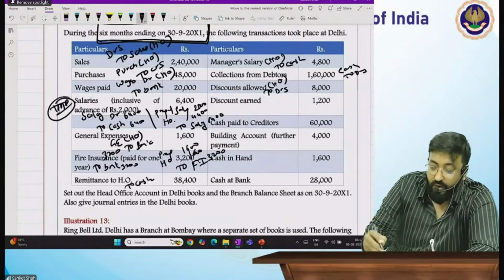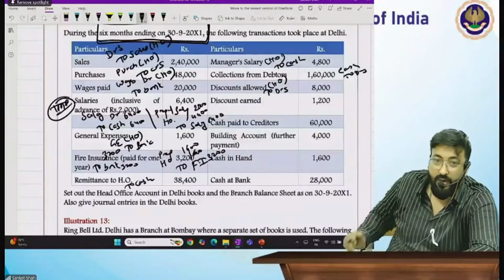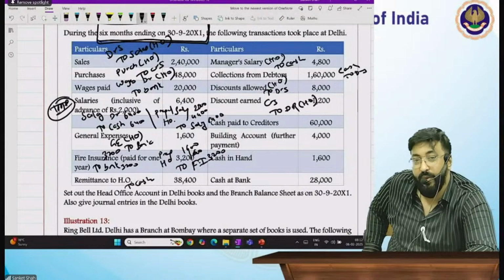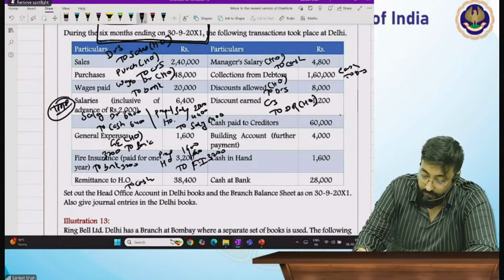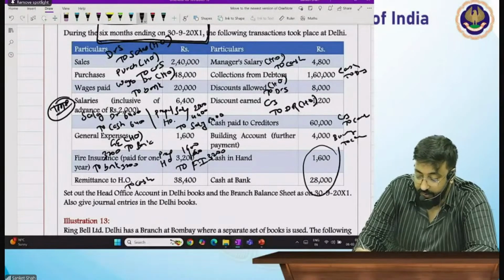Discount allowed will be transferred to HO. Discount earned: creditors to discount received, and creditors will be maintained by branch. Discount received will be transferred to HO. Creditors to cash: creditors by branch and cash by branch. And building to cash. And this is the closing balance. No entry for this.